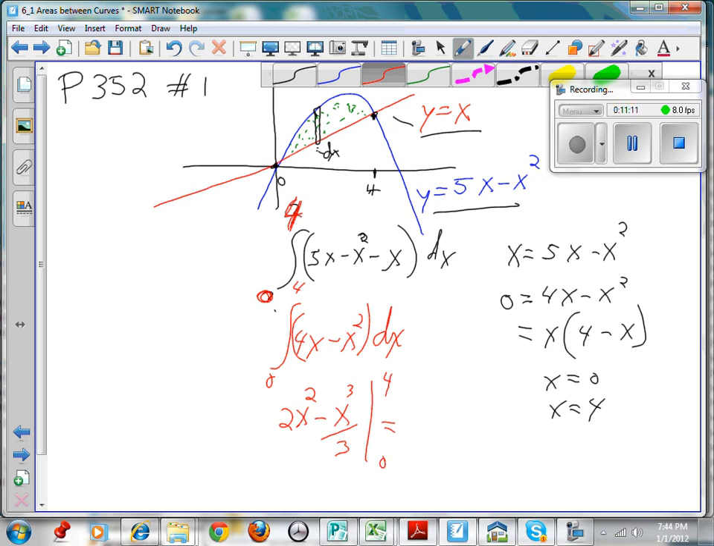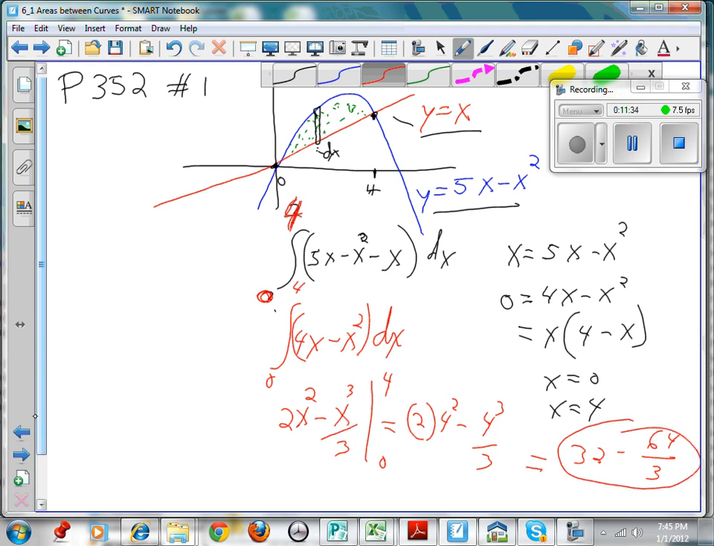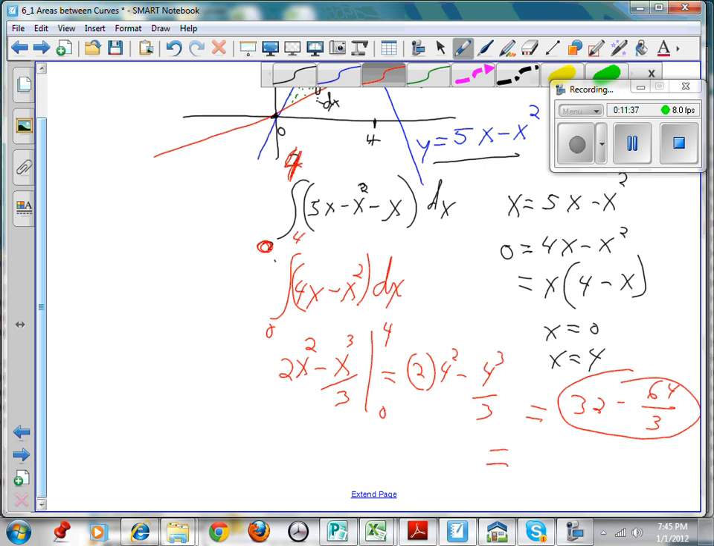Well, it looks like it's 2 times 4 squared minus 4 cubed over 3. That's 32 minus 64 thirds. You could reduce that. I guess we should. Let's not start off lazy in this new year. It would be 96 minus 64 over 3. And that looks like to me I'm at 32 thirds.